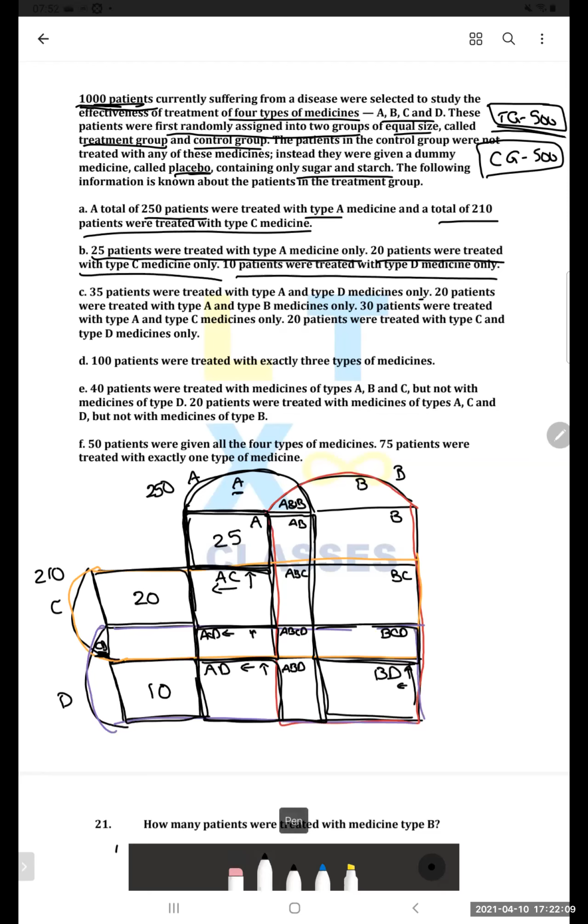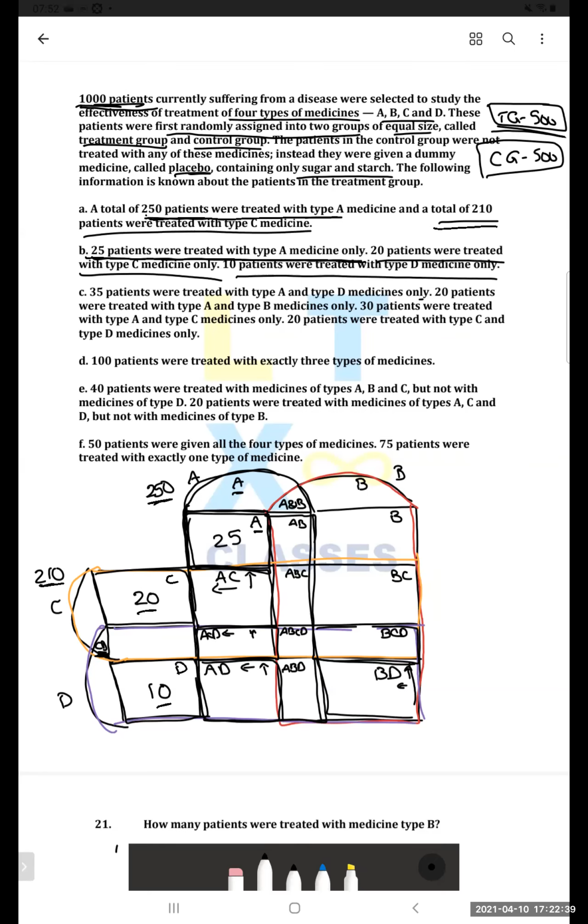Yes, sir. Okay. Now let's go back to the data. Initially, when we said 250 patients for type A, I put type A 250. 210 patients for C, I put 210 here. Then it says 25 patients were treated with type A only. So since this is A only, I put 25 here. 20 were treated with type C. Since this is C only, I put 20 here. This is D only, I put 10 here. Follow till here. Now you guys tell me with the rest of the numbers, where will they go in the grid?